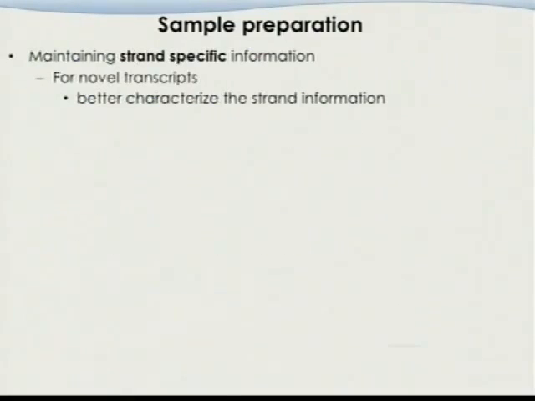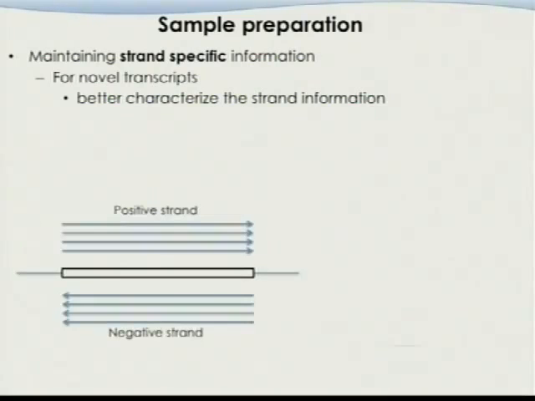All right. The next thing about sample preparation that you want to think about is whether you want to maintain the strand-specific information. So here is what we're talking about. If this is the gene, we know this is on the DNA, but the RNA is from either the positive strand or the negative strand. In most cases, not both. So it's only on one strand.